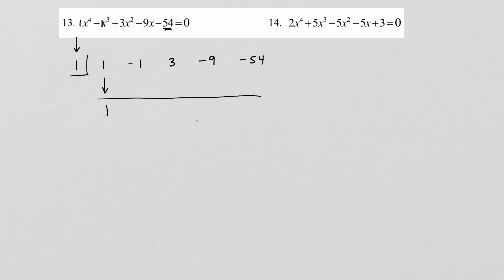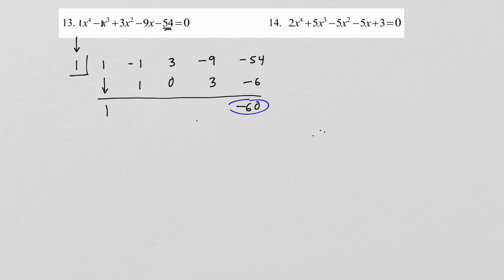So let's try 1. 1 times 1 is 1. Negative 1 plus 1 is 0. And then 1 times 0 is 0. 3 plus 0 is 3. 1 times 3 is 3. Negative 9 plus 3 is negative 6. 1 times negative 6 is negative 6. And that gives us negative 60. And so this didn't work, right? Because we're looking to get 0 here, and we did not get 0.